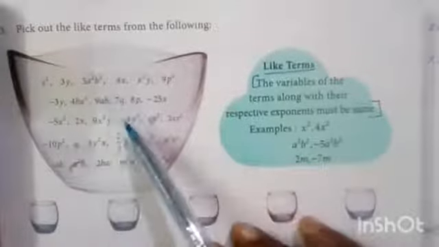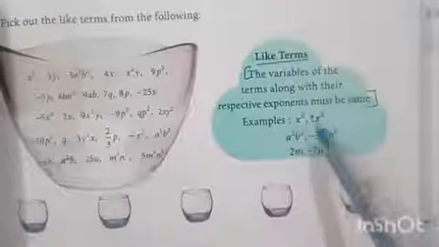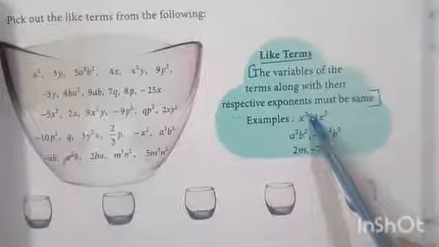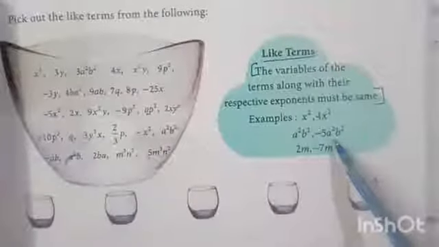Like terms means, you know, the variables of the terms along with their respective exponents must be the same. The variable and their exponent. Exponent means, you know, that is a power. If variables and powers are the same, we consider them like terms. Here more terms are given, we have to collect the like terms. For example, x square, 4x square. For this you need not consider the coefficients, we have to consider only variable and power. So x square, these two are like terms. a square b square, a square b square.